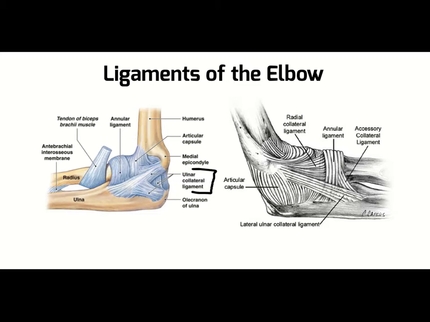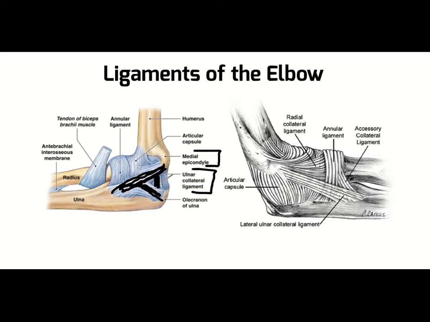The UCL is really large, and it has fibers that run in all three directions. Some fibers run on an angle, some run almost straight back, and some run up and down. But they're all going from the medial epicondyle on the humerus to the olecranon on the ulna. We have these more anterior angled fibers that attach to the front of the trochlear notch in the olecranon. Then we have fibers running from those angled fibers back to the posterior aspect of the olecranon. And then we have some fibers running straight from the medial epicondyle down to the olecranon.